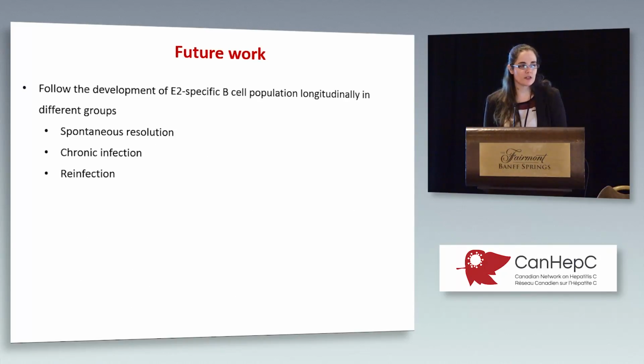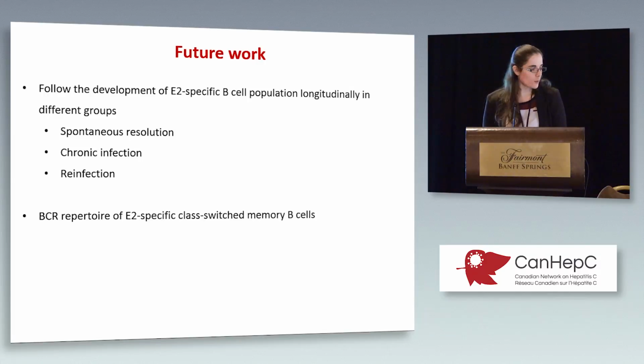We will now be doing the same work, but comparing different groups. So we are really interested to compare those who spontaneously resolved the infection with those that develop a chronic infection to see if their B cell response is different, to try to find some correlates of a protective immune response, and also look in the context of reinfection. We will also look at the BCR repertoire in those different groups.